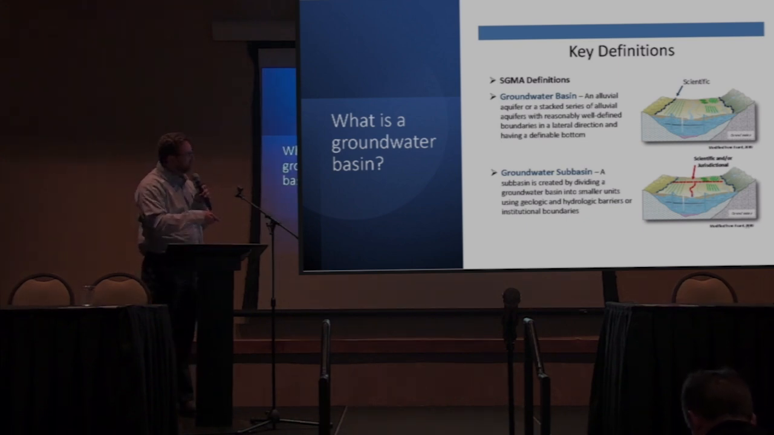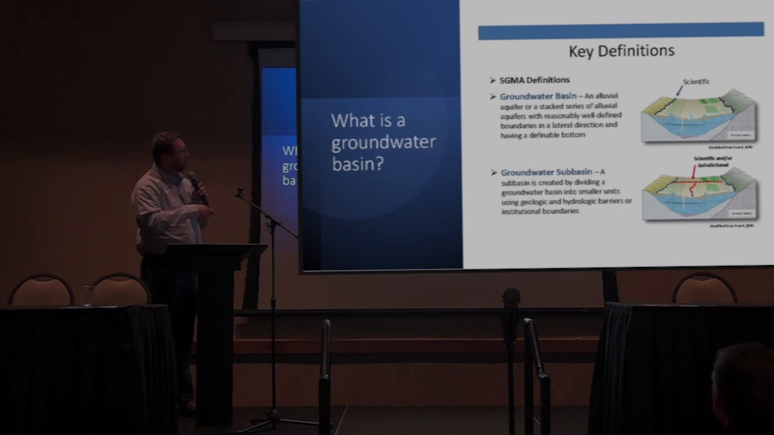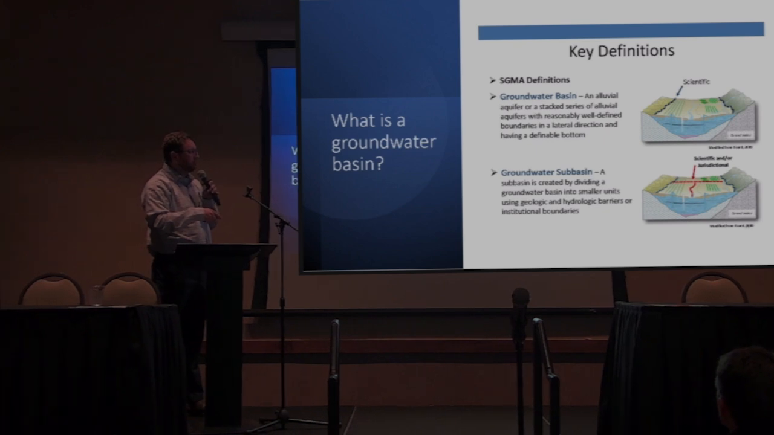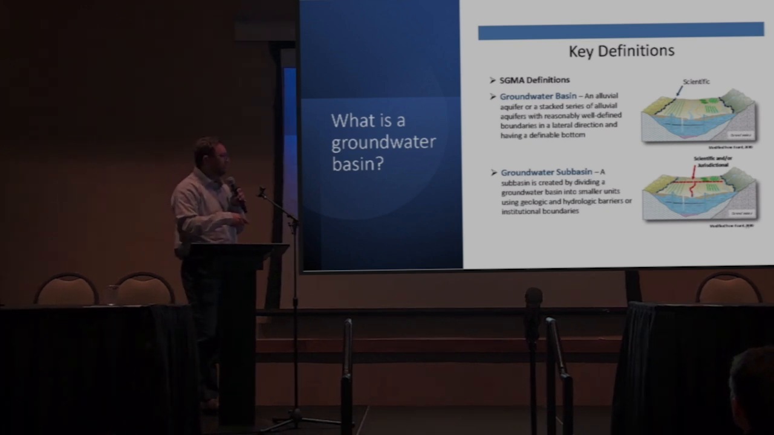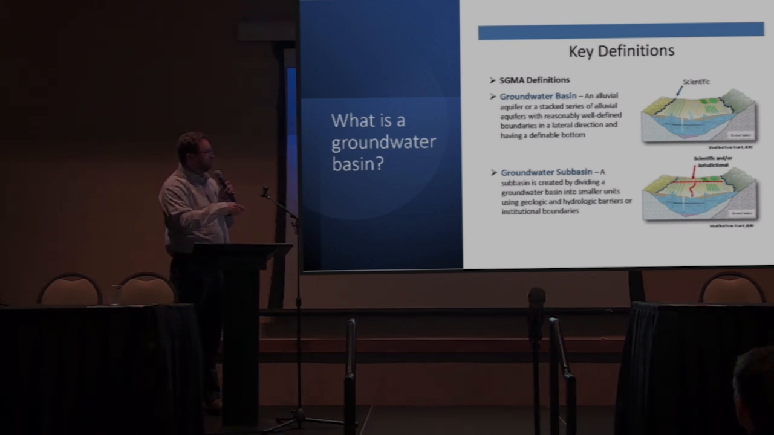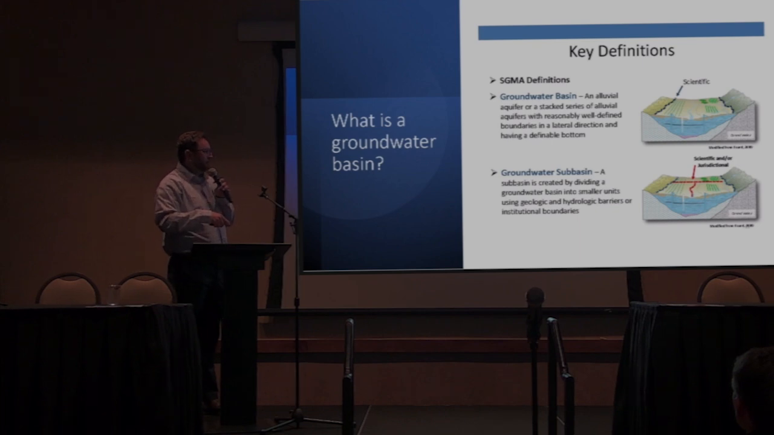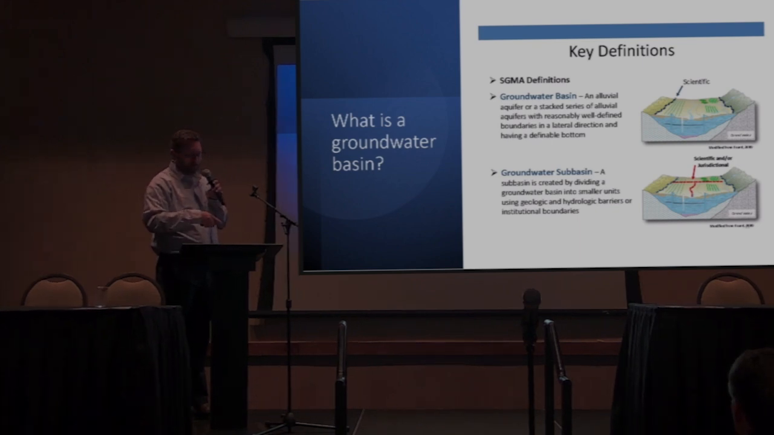And you can see it here. It's an alluvial aquifer or stacked series of alluvial aquifers with reasonably well-defined boundaries in a lateral direction and having a definable bottom. So then we can break a groundwater basin down into a groundwater subbasin, which is created by dividing a groundwater basin into smaller units using geological and hydrologic barriers or institutional boundaries.